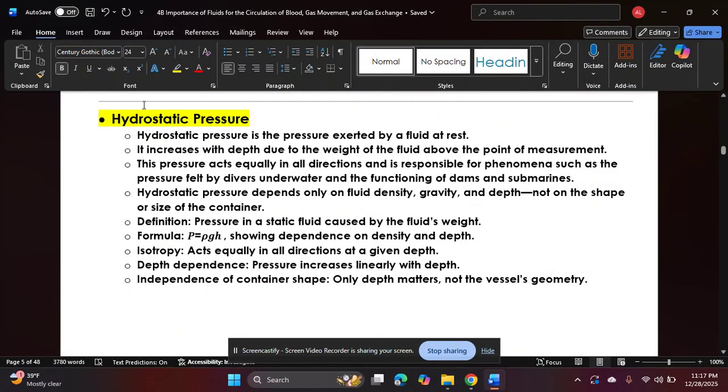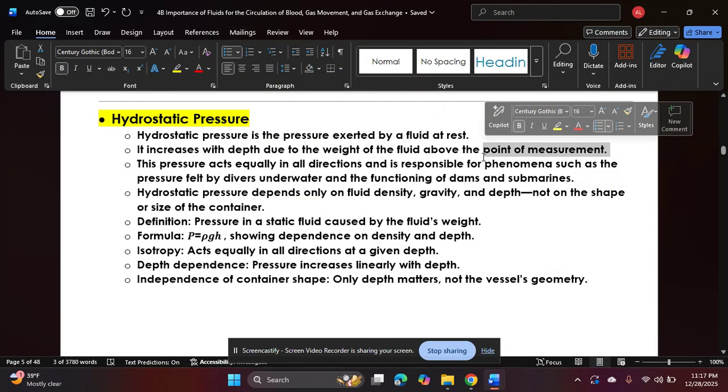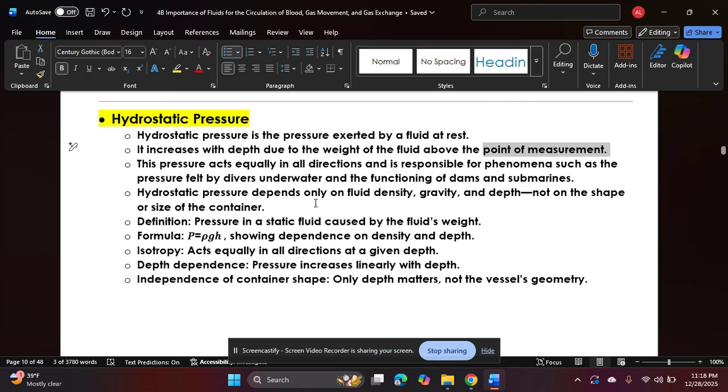What is hydrostatic pressure, right? Hydrostatic pressure is the pressure exerted by a fluid at rest. So it's static, hydro means water, so exerted by fluid at rest, right? It increases with depth due to the weight of the fluid above the point of measurement. I promise you one of the questions will be asked on this, okay? You will have to calculate from the point of measurement, so what is the depth, how much weight it is, and you will be asked certain questions like that. The pressure acts equally in all directions, and is responsible for phenomena such as pressure felt by divers underwater and the functioning of dams and submarines.